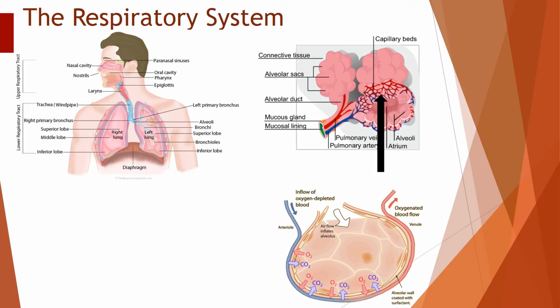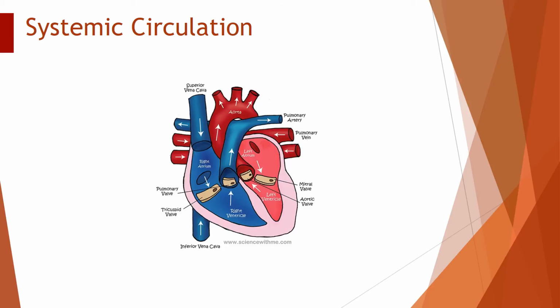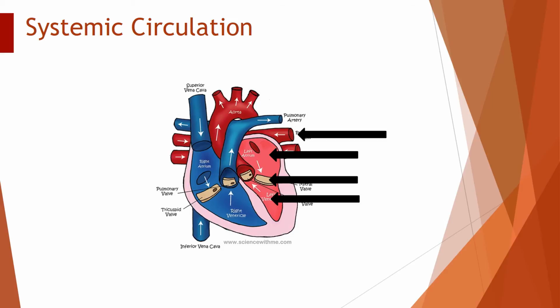The carbon dioxide is then exhaled out of the respiratory system, releasing it into the atmosphere. The blood cells are then pumped back to the heart via the pulmonary veins into the left atrium. The oxygen-rich blood flows from the left atrium into the left ventricle via the mitral valve. This is where the pulmonary circulatory system ends and the systemic circulation begins.